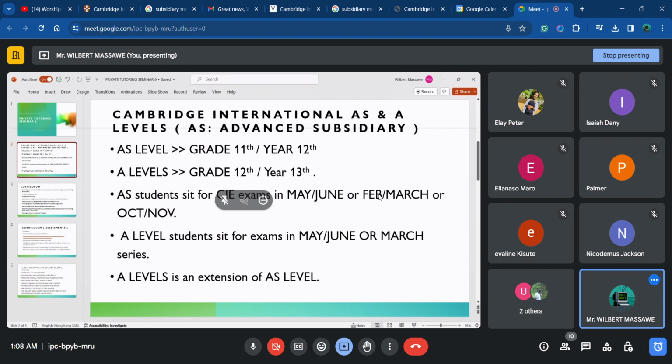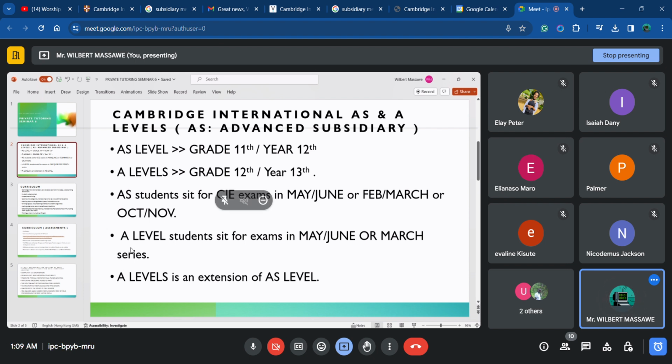Again, remember, AS is more like a Form 5, and A levels is more like a Form 6 level, but they take final exams in each year. In Form 5 and Form 6, you take the final exams at the end of Form 6, but here it's different. So I want you to understand this difference.